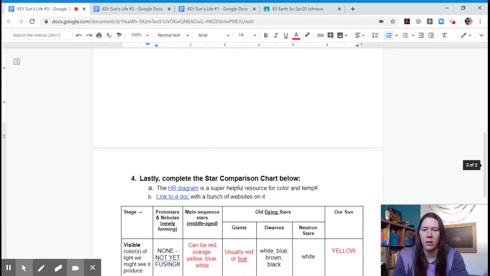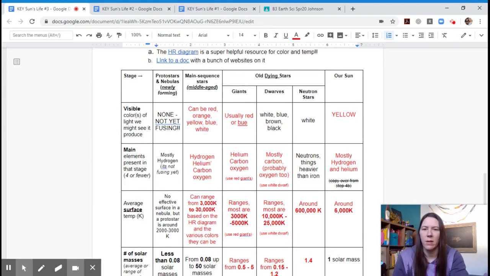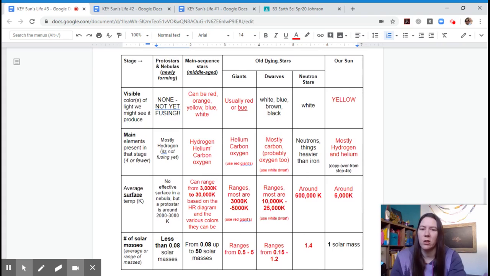All right, onto the chart. So you had these 2 links here. The link to the doc had a whole bunch of links, and then the HR diagram, definitely a useful resource to get the color and temperature. So some of these you should have had ranges, whereas others are more specifically, it's this color or this temperature.